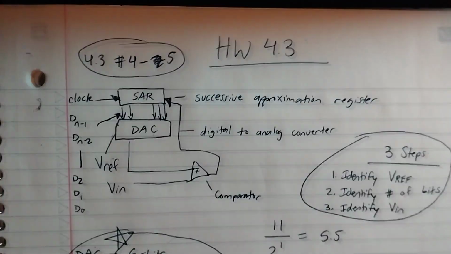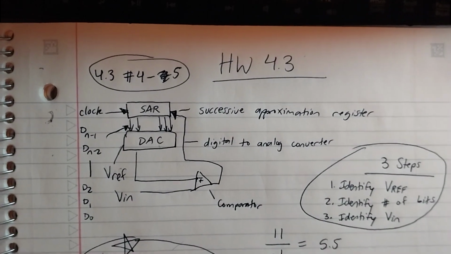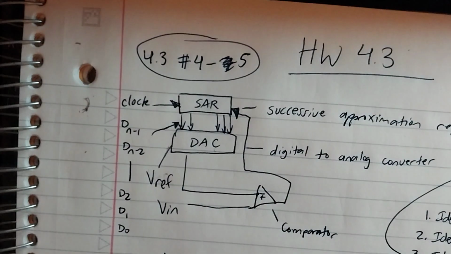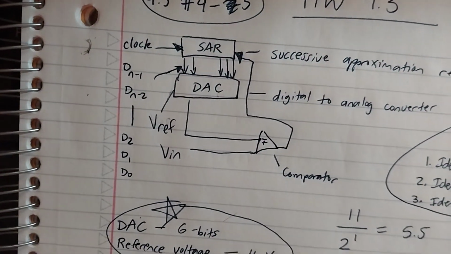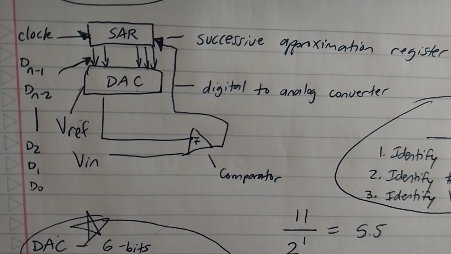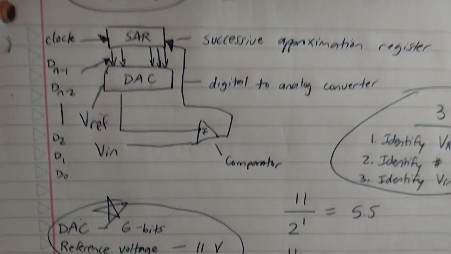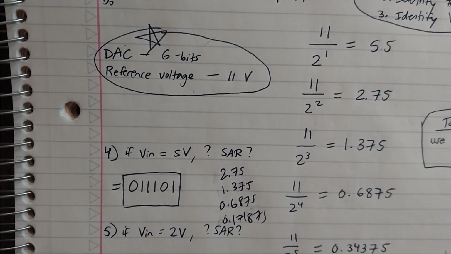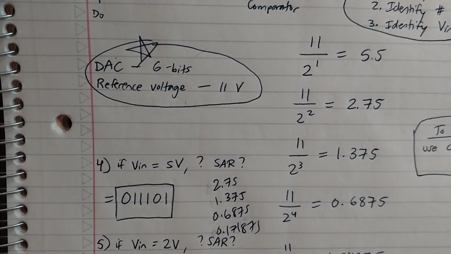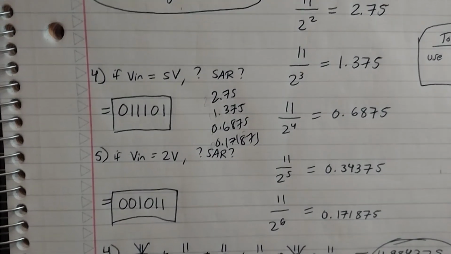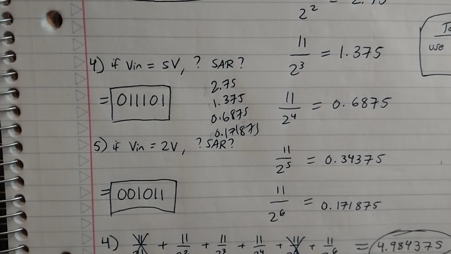This is the problems where you have the successive approximation register hooked up to the digital analog converter. And in this case, we are given a reference voltage and input voltage. We have it hooked up to a comparator op-amp, which you guys will review in your Unit 5 homeworks. And we need to see if, for number 4, what happens with the binary output of the SAR if Vn is 5 volts, and for number 5, what happens to the output of the SAR, the binary output, if Vn is 2 volts. So, in order to start solving this problem, we have to identify 3 things.